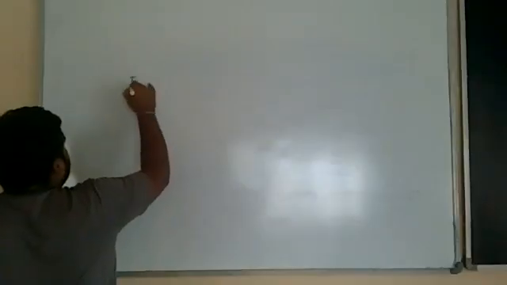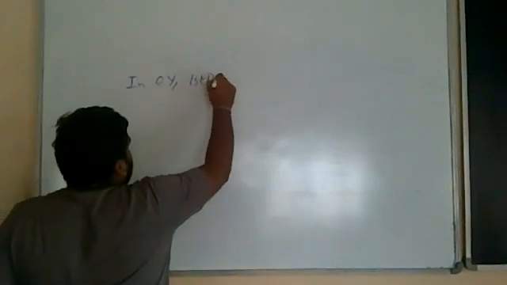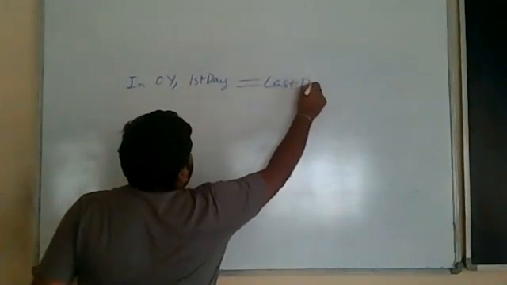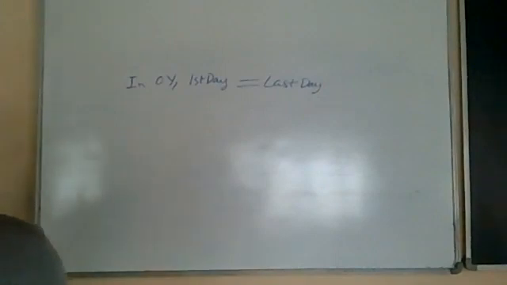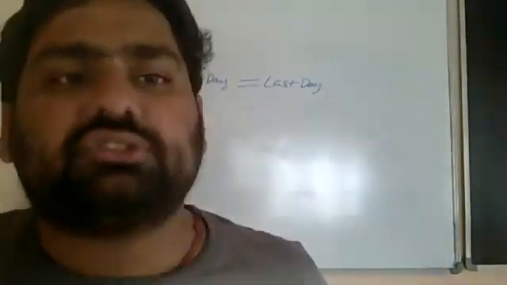Then remember this: in an ordinary year, the first day is equal to the last day. In an ordinary year, the first day will always be the same as the last day. If the first day is Monday, the last day will be Monday. If the first day is Tuesday, the last day will be Tuesday. Do you get this? Yes, sir.